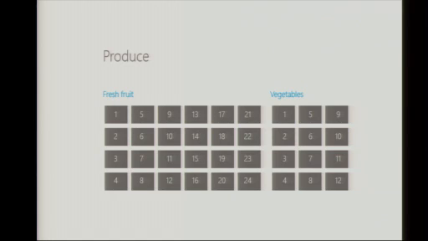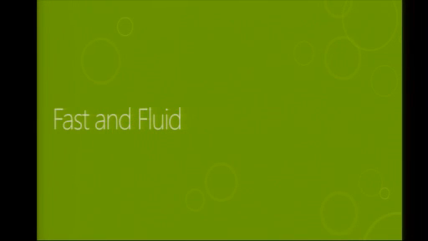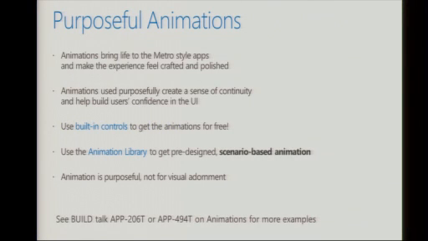You have fresh fruit, you have vegetables, and you can then do, as I showed in the Contoso demo, a zoom where you actually add up the numbers of things that are in each of those elements. So you can see where you have most information and so on and so forth. Okay, fast and fluid. This is really about asynchronous and animations.